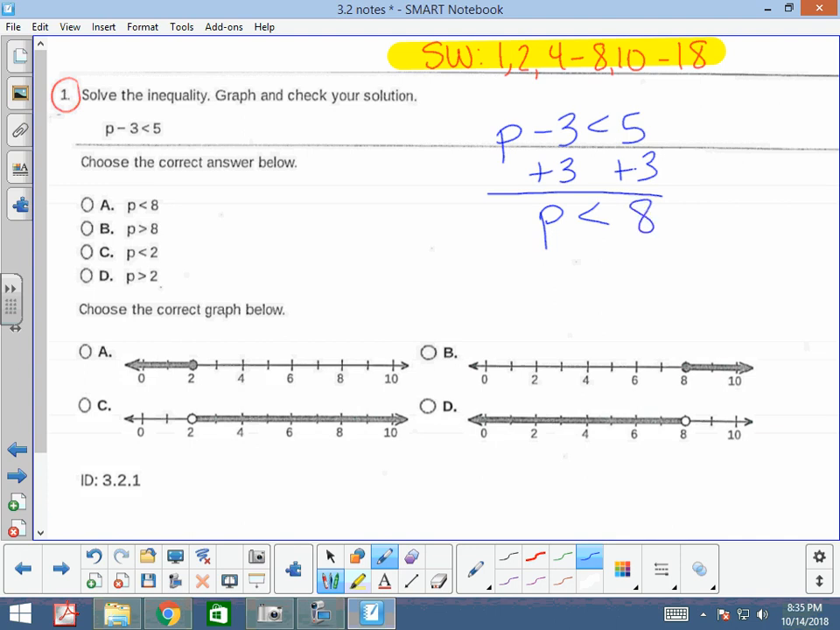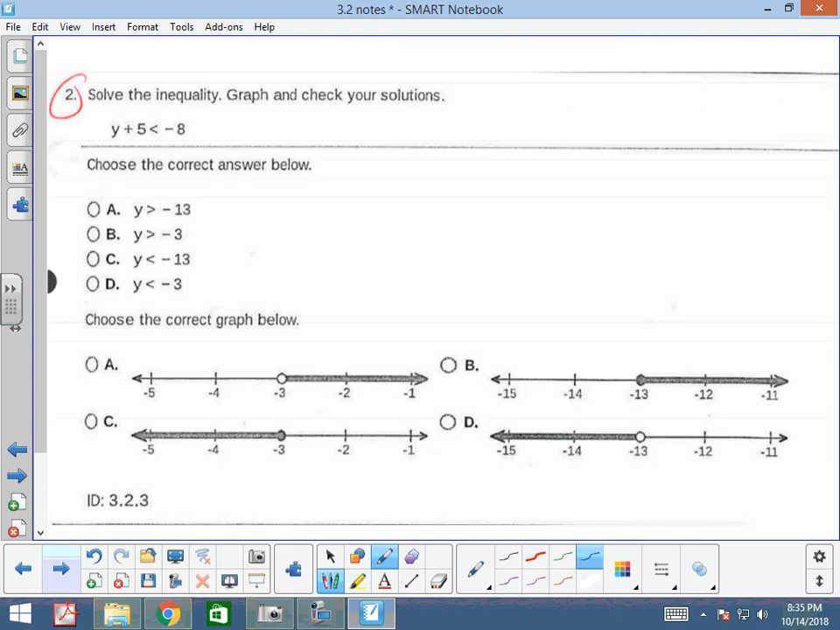So when we graph it, first let's do our multiple choice. P is less than 8. And then when we graph it, there's not an equal to sign there, so it has to be the hole, the one that's not filled in, and it's going to be going less than the number 8. Okay. All right. Number 2, another inequality.